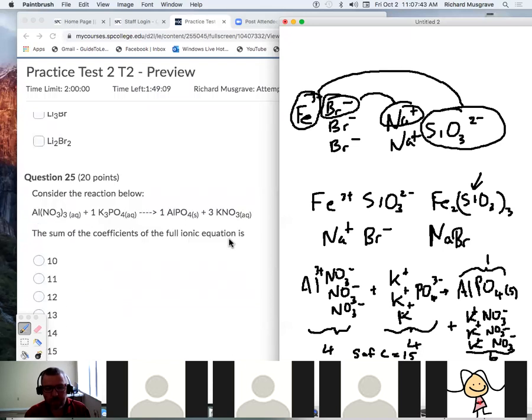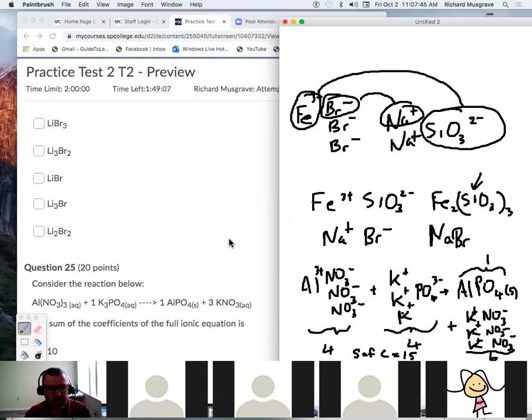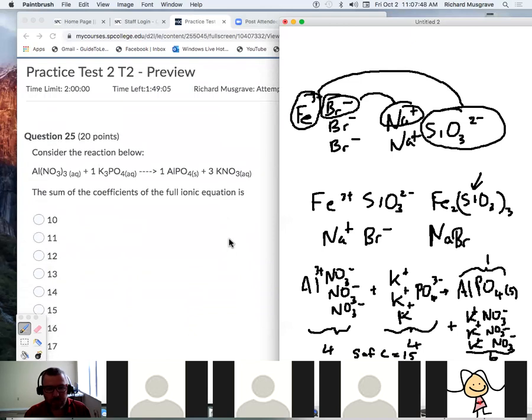I have a question. Mm-hmm. So basically, did you just break it all up and then add the total, like the Al and then the NO3 negative? You got a total of 4 of those together. Yeah, I just counted them up, Tristan. See, 1, 2, 3, 4. Same with the K3PO4. 1, 2, 3, 4.